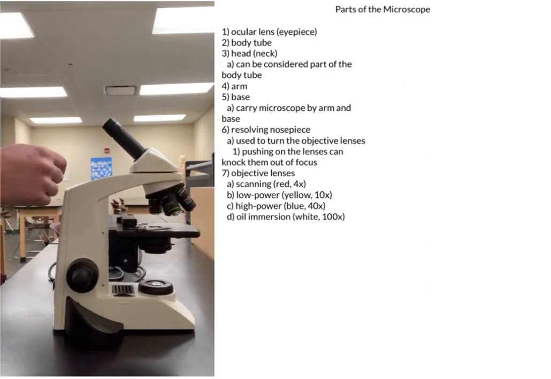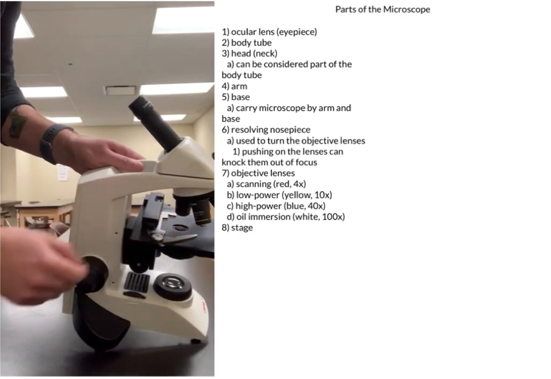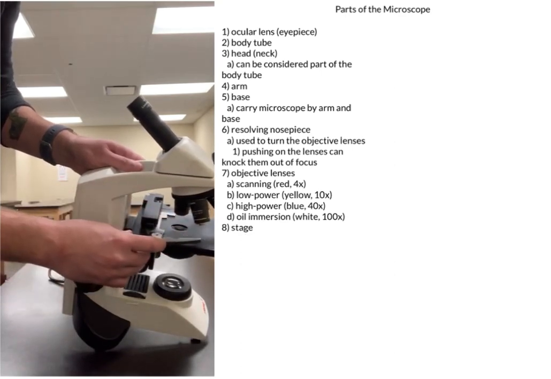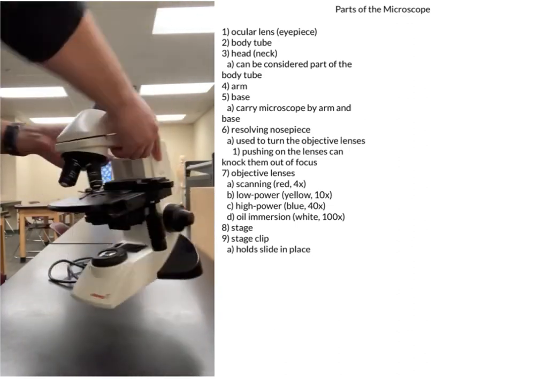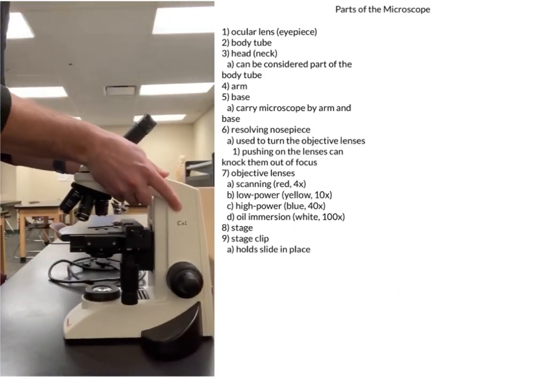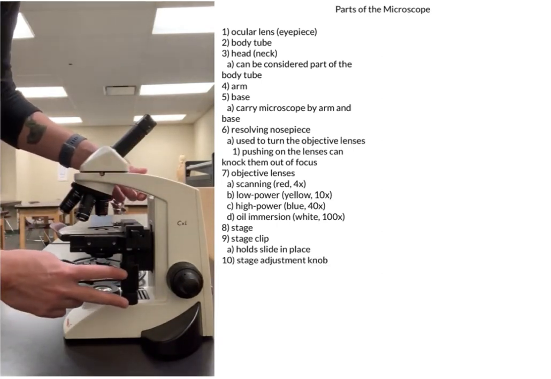Under the objective lenses, we're going to have the stage, which is simply just where we're going to put our slides. And we can hold our slides in place using the stage clips. Now, if we rotate this over, we can control our slides on the stage using the stage adjustment knobs.